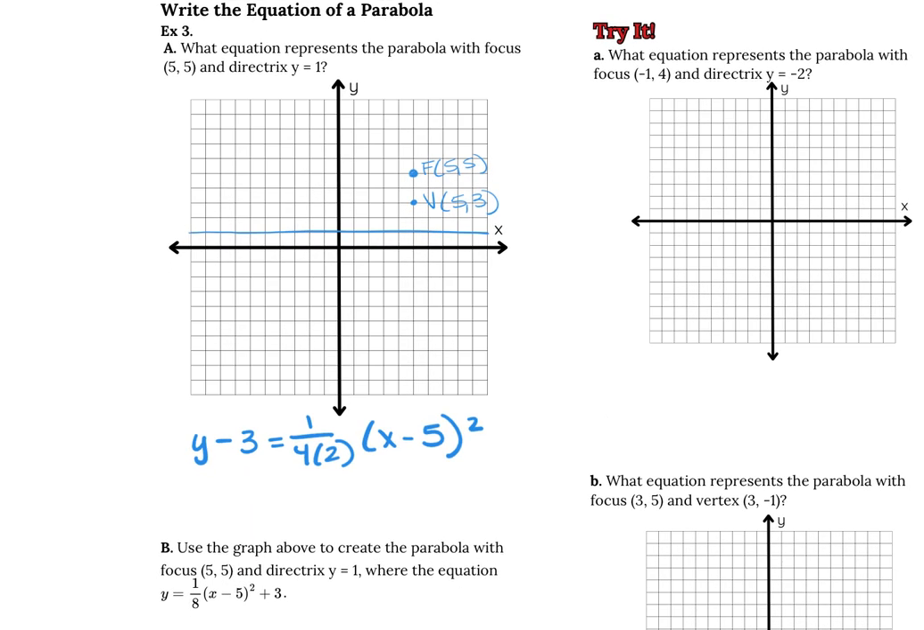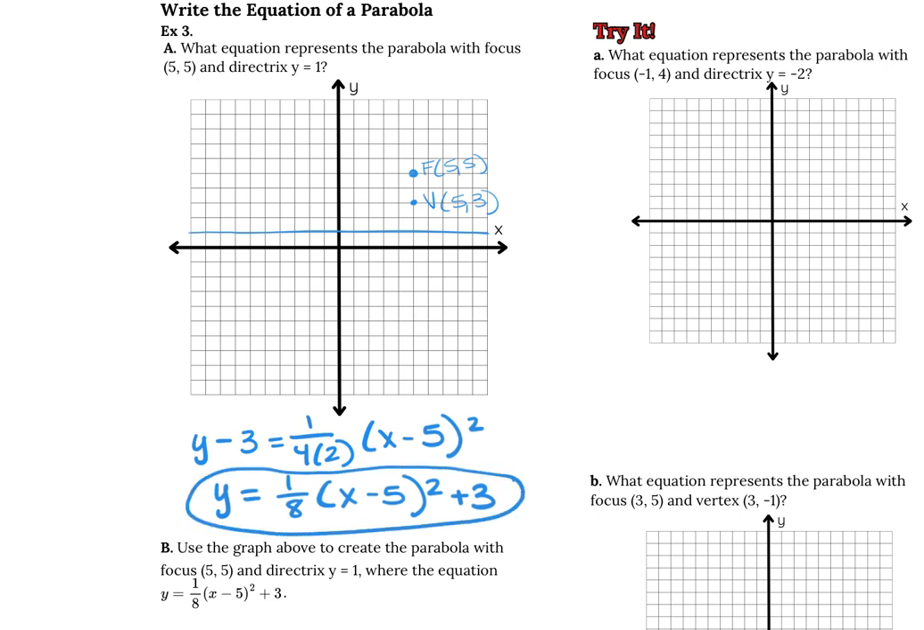All right, we'll go ahead and simplify. We would be adding our 3 over, so I'm left with y equals, I'm going to simplify the 1 over 4 times 2 to get 1/8. And then we brought that 3 over. Okay, so that is my equation for the parabola.